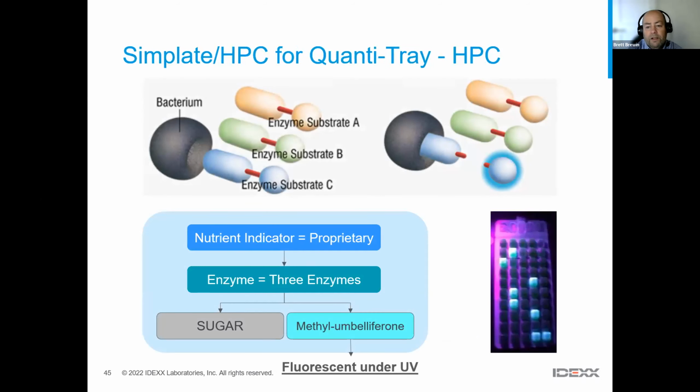We have products that contain 3 nutrient indicators, which are acted on by 3 very common enzymes. The majority of bacteria will at least contain 1 of these 3 enzymes. And so by using this multiple enzyme technology, we can generate a result and detect a very wide range of bacteria.